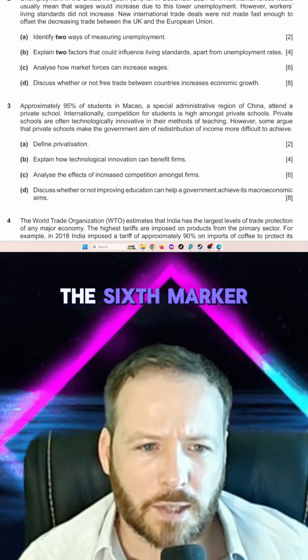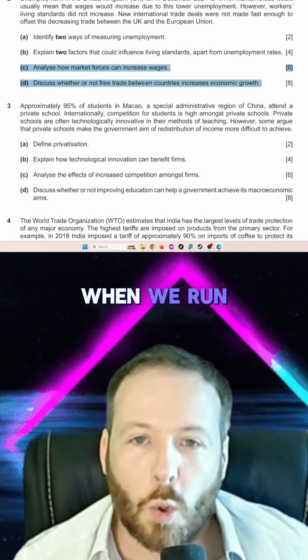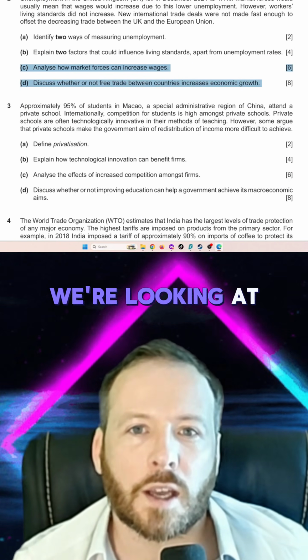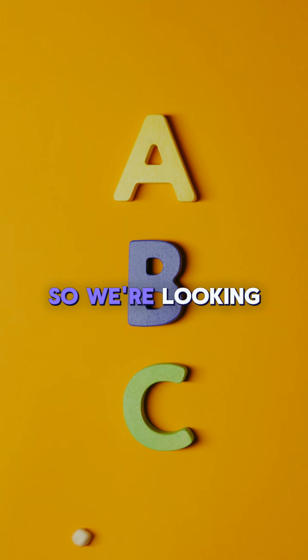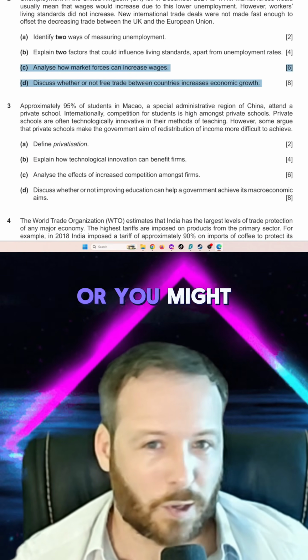All right, let's move on to C, the 6 marker. It always follows this same pattern, but with this one, it's a little bit different. When we run an analysis, we're looking at logical chains. So we're looking at A goes to B, goes to C, and you could write 2 logical chains and get all the marks, or you might need to write 3 or 4.